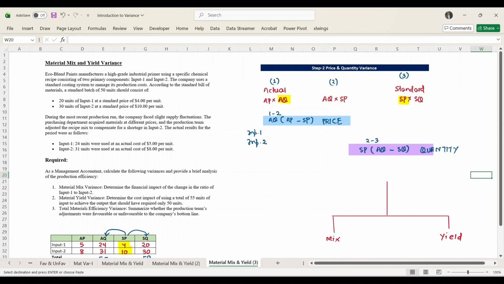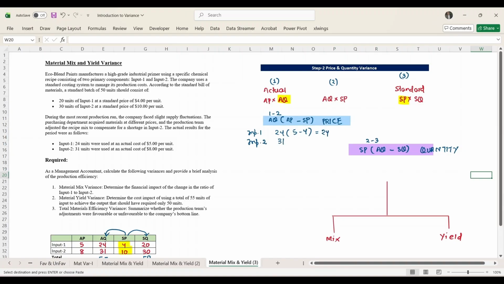So for input 1, how much is the actual quantity? Actual quantity is 24 here. So we'll write down 24 into actual price minus standard price. Actual price is 5, standard price is 4. So this becomes 5 minus 4, which is equal to 1. This becomes 24. And for input 2, we'll follow the same.